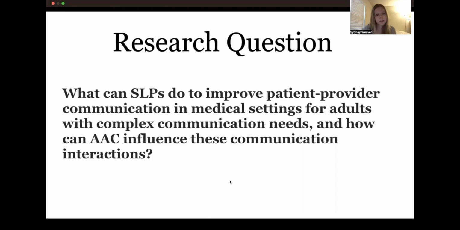So our research question was, what can SLPs do to improve patient-provider communication in medical settings for adults with complex communication needs, and how can AAC influence these communication interactions?